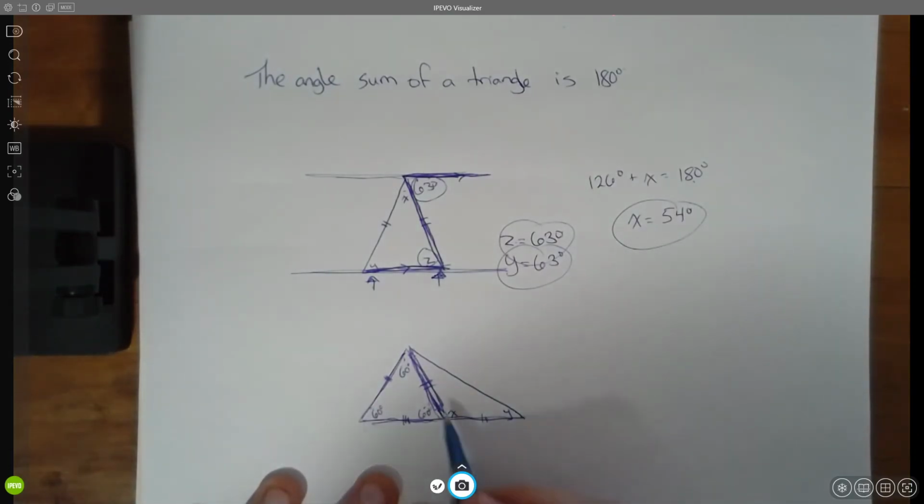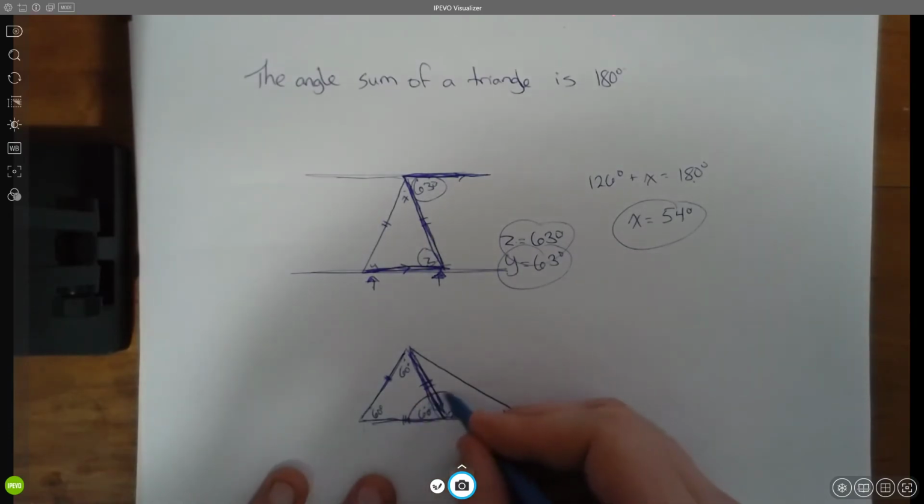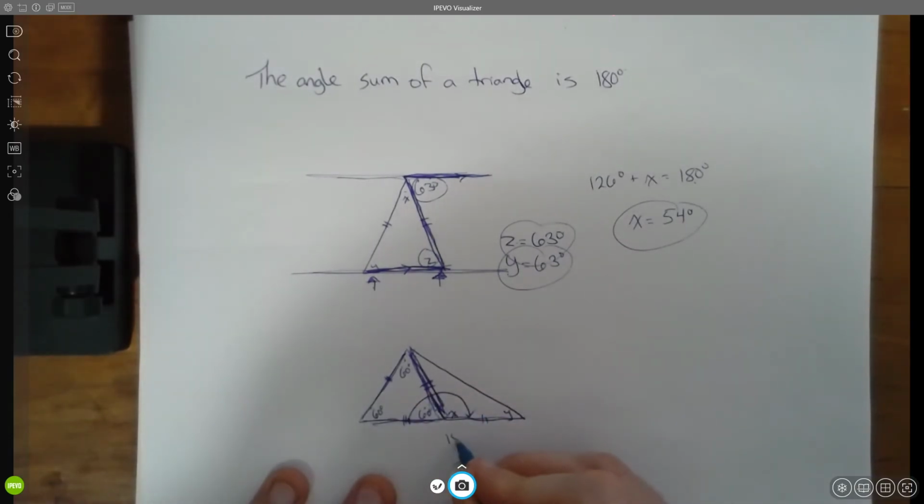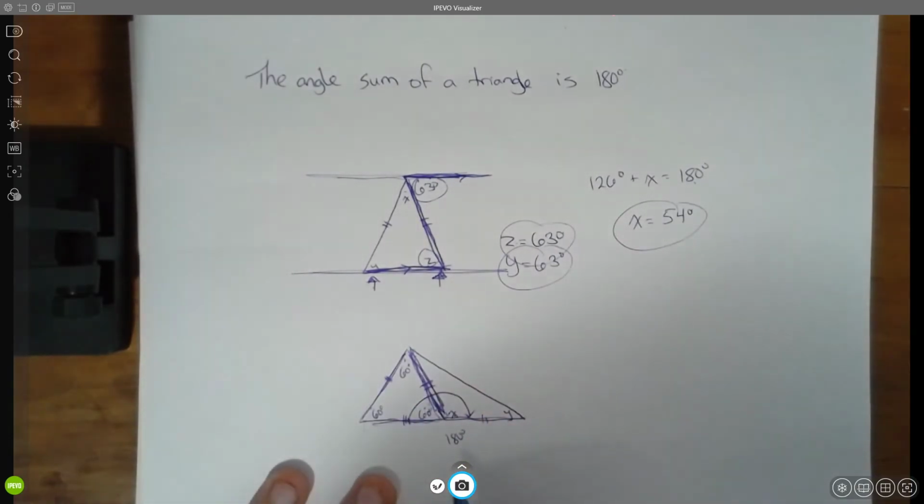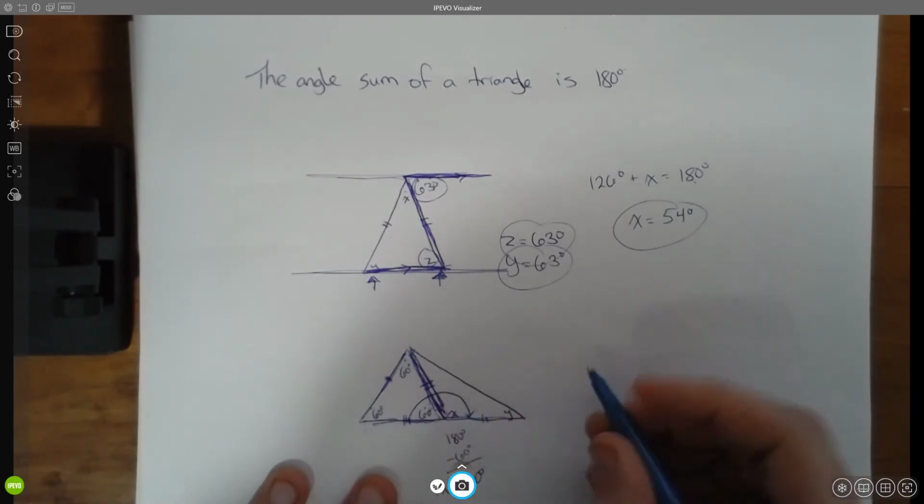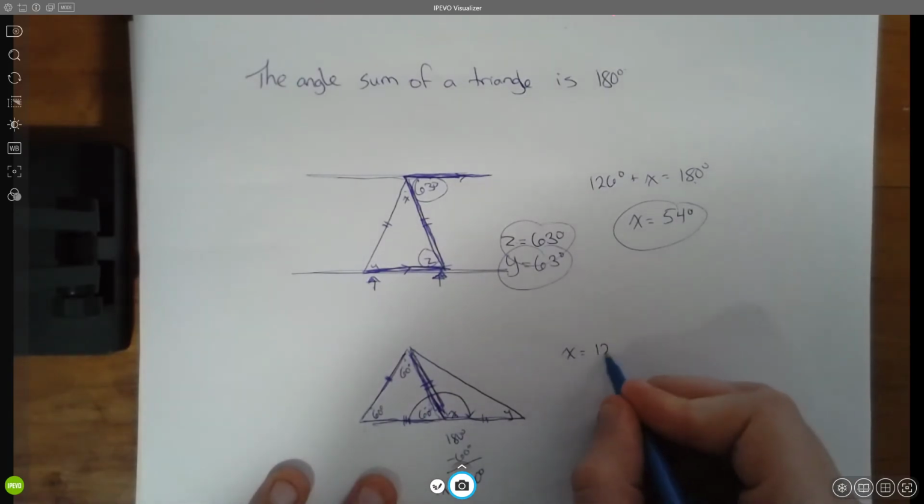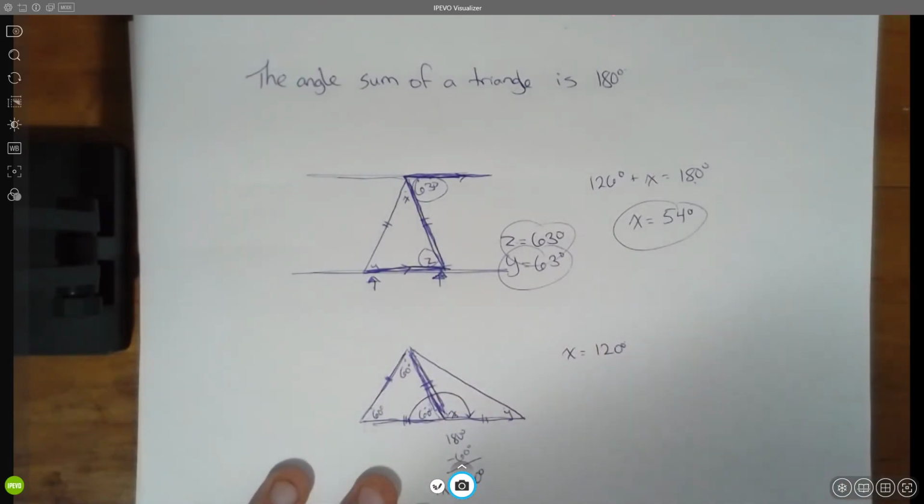Okay. Now let's see if we can figure out x. Well, remember, this is a straight line. So from here to here must equal 180 degrees in a straight line. If this is 60, then 180 minus 60 degrees means that my x must equal 120 degrees. Okay, so we figured out x, 120 degrees. Now we have to figure out y.